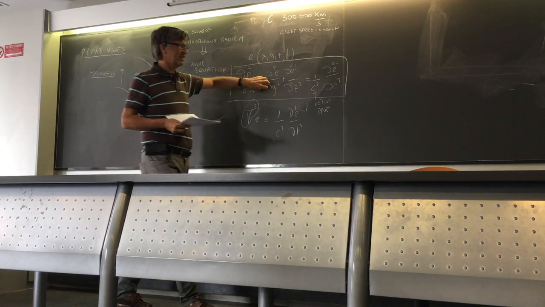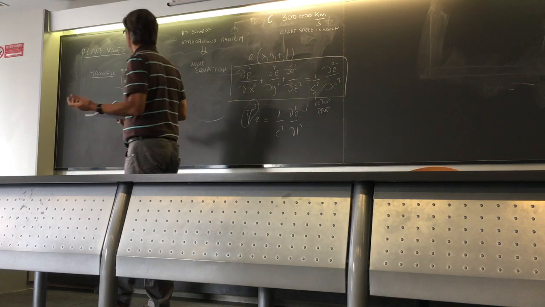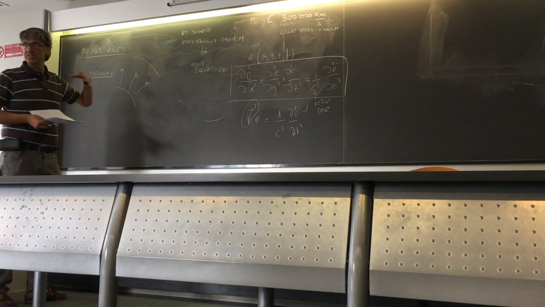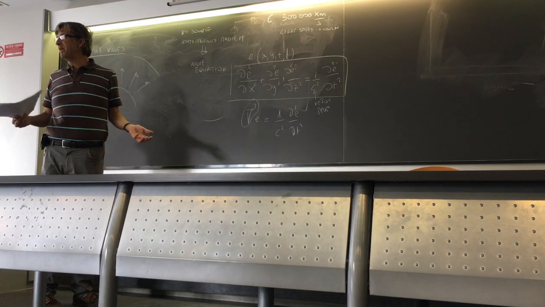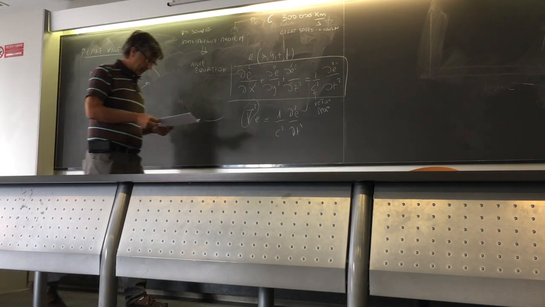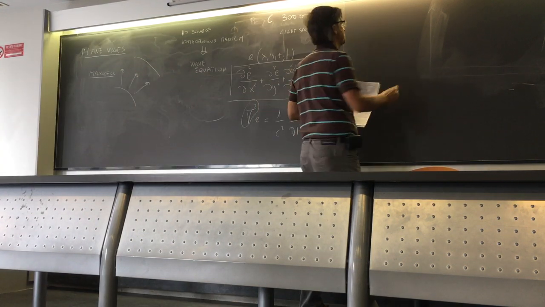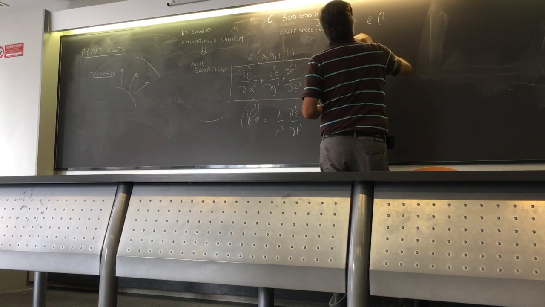Since this equation is linear, it applies the superposition of effects. It means that if a plane wave is a solution, any solution can be expressed as a combination of plane waves. Okay? So what is a plane wave? A plane wave is a complex exponential. So it's a wave that I can write in this way.